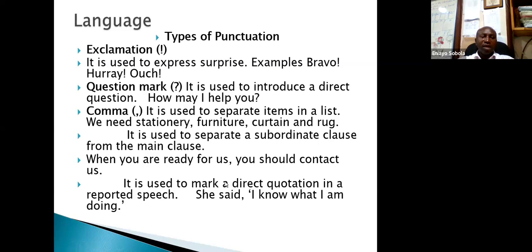Besides that, it is used to mark a direct quotation in a reported speech. For example, she said, I know what I am doing. After said, there is a comma there. I know what I am doing. So it separates the direct quotation from reported speech.